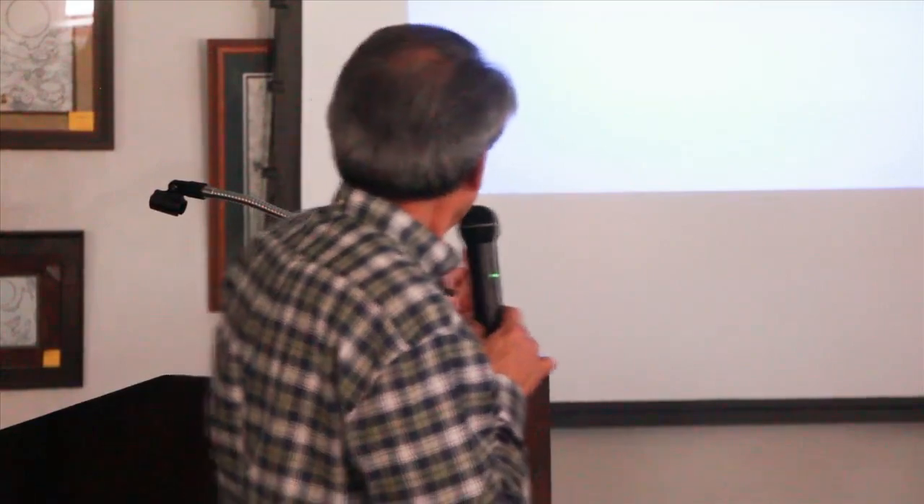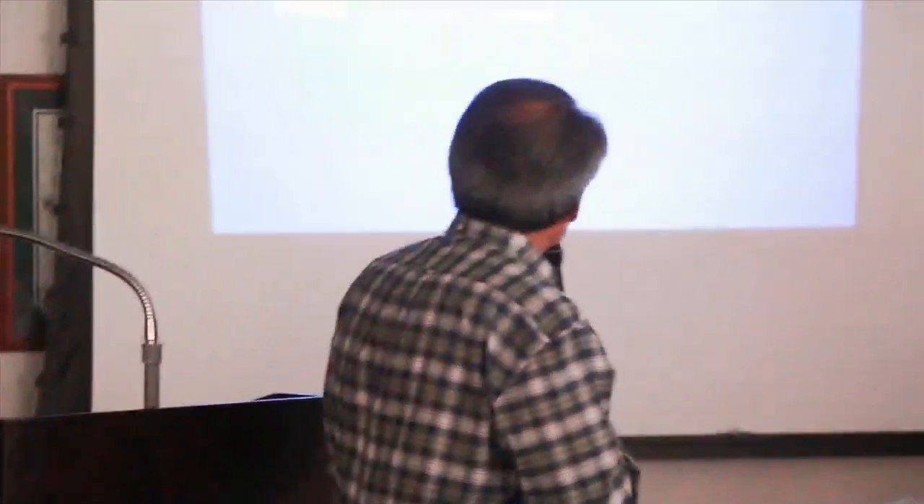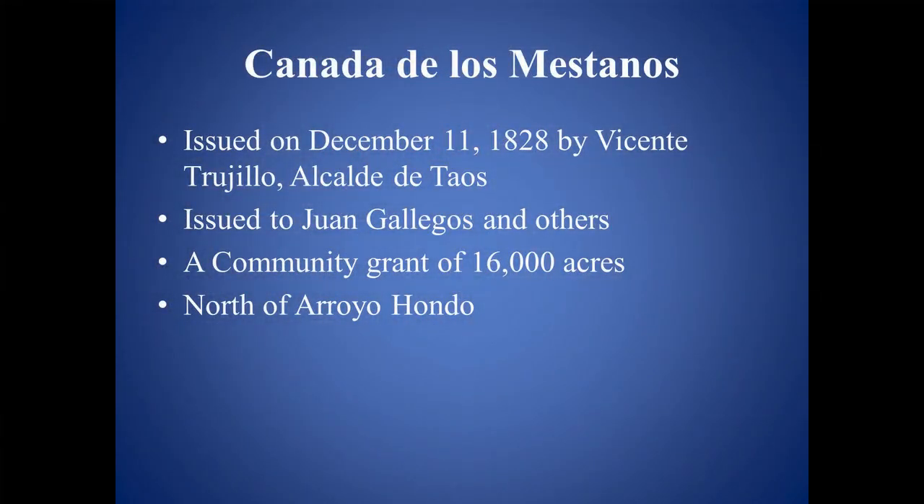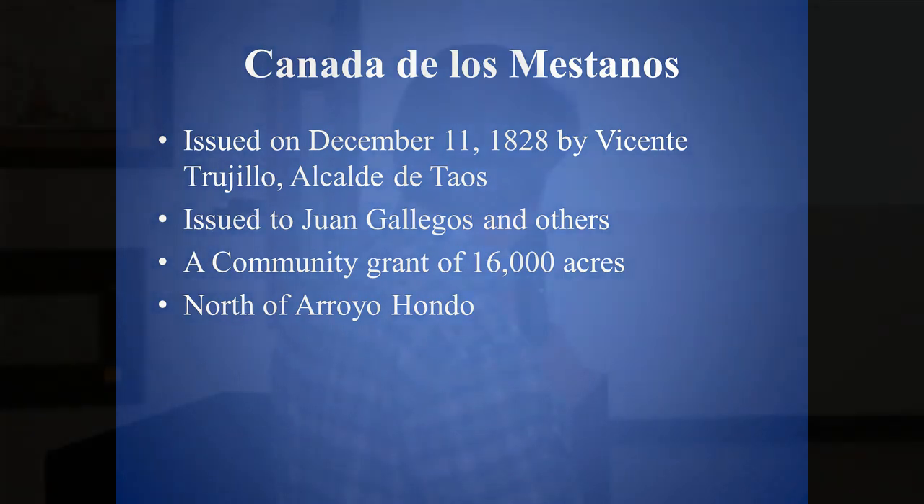Okay, Bill, the next one. Now this one is called La Cañada de los Mestaños, and this is also just a little bit north of Arroyo Hondo. And in your packet, you're going to find who some of the individuals in this were. Okay, Bill?